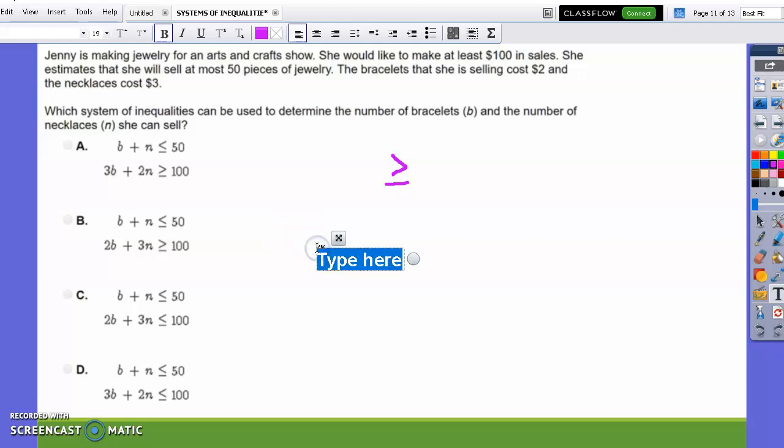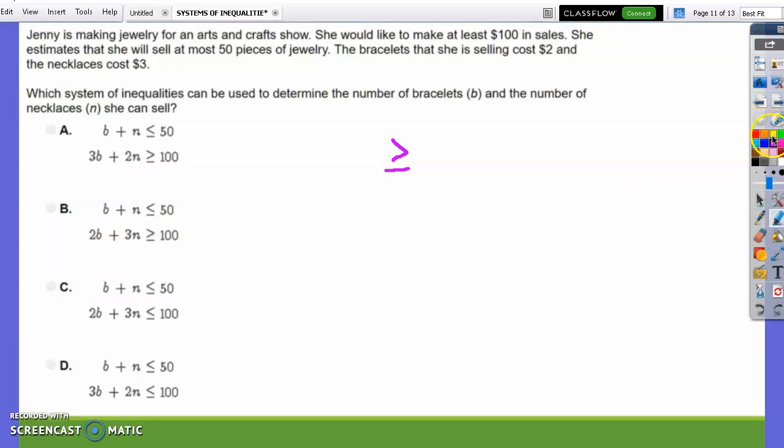Therefore, the second sentence is talking about money. She wants to make at least $100 in sales. So she's selling both bracelets and necklaces. What you're looking for is where you're talking about money. So all of this money needs to go together. So money, money, money. They're all going together.